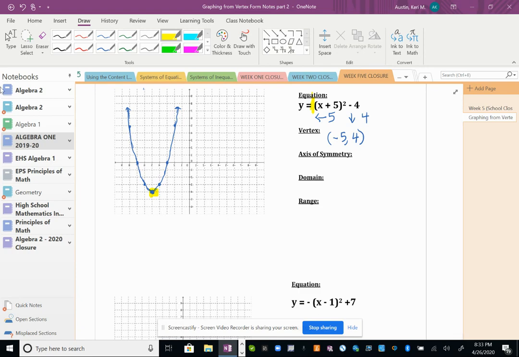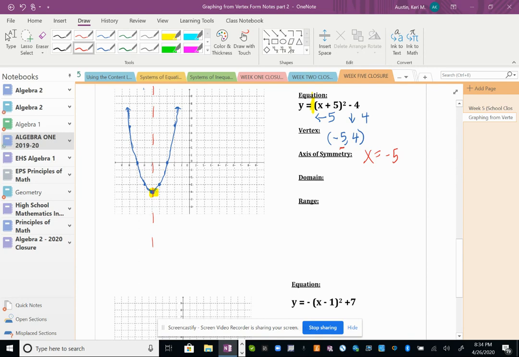Okay. Axis of symmetry is that line that cuts our parabola, the name of the quadratic, right in half. And we always have to write this as the equation of a line, which is x equals -5. Hopefully you're starting to notice it's always the x coordinate of the vertex.